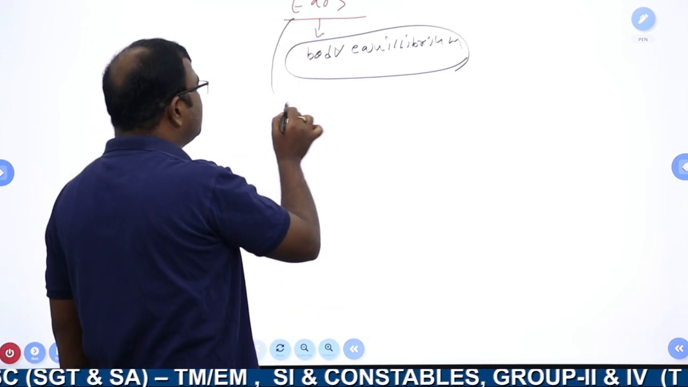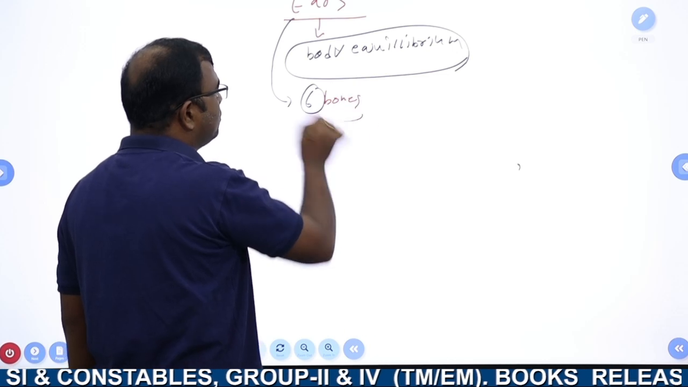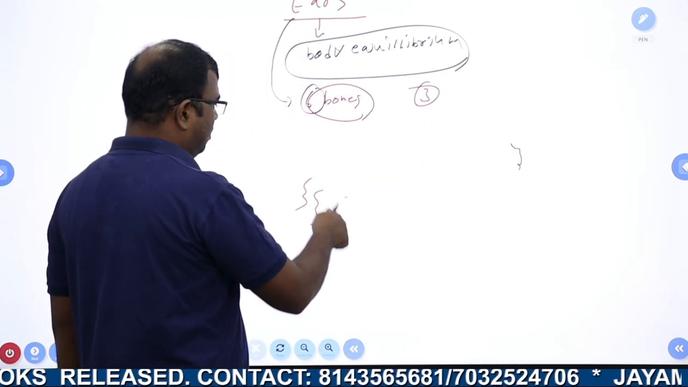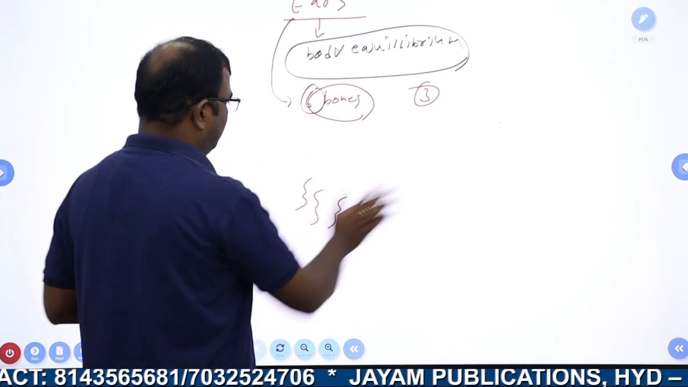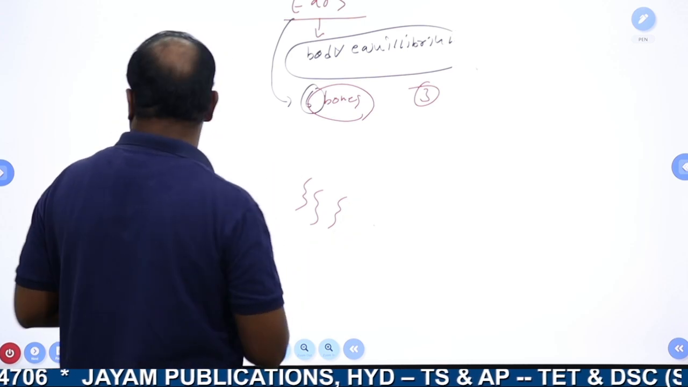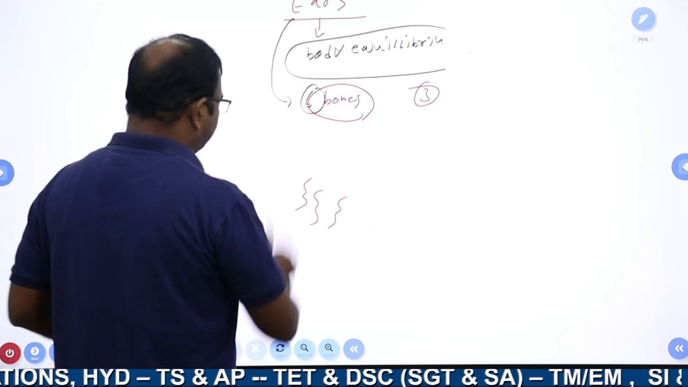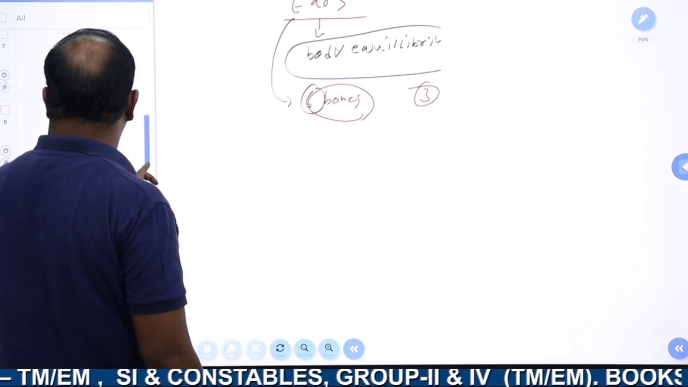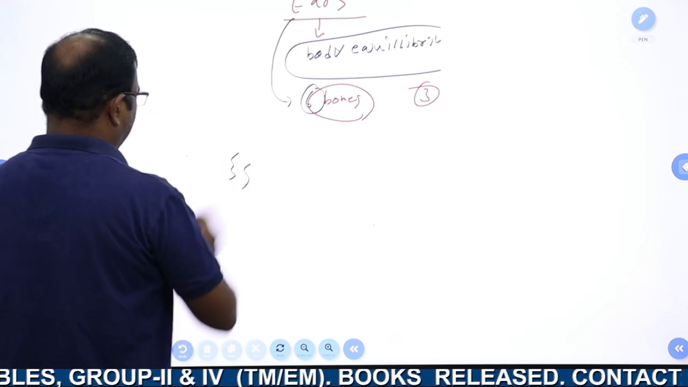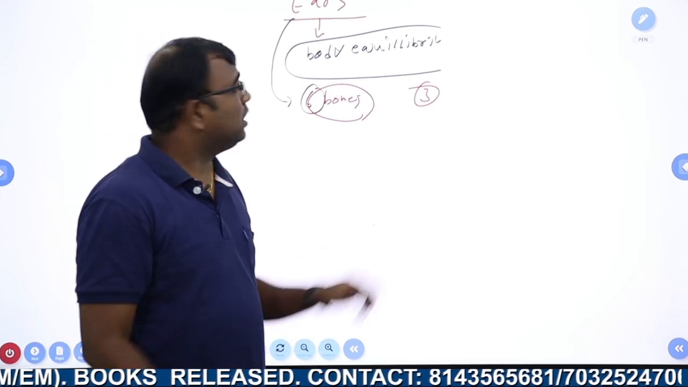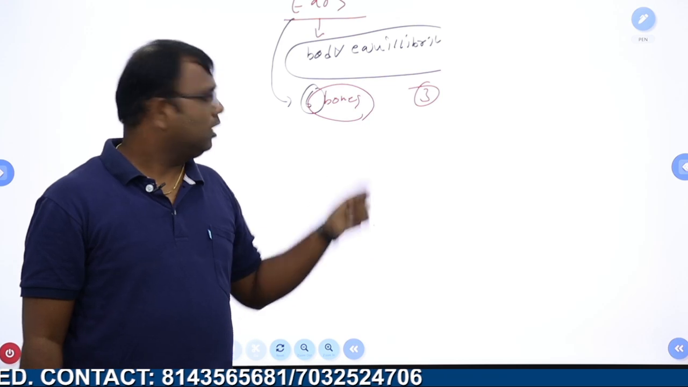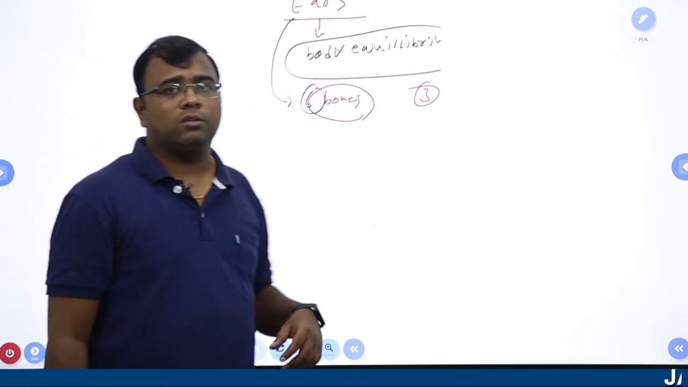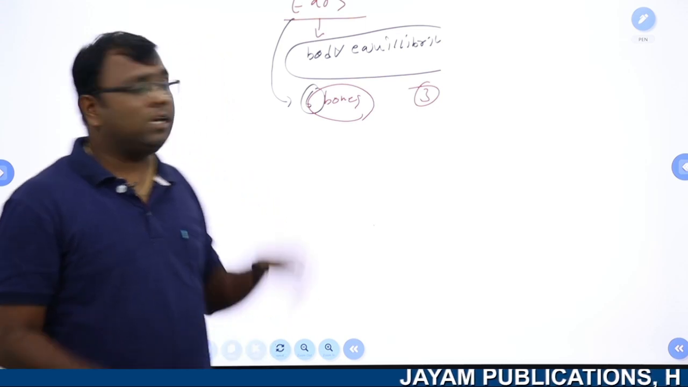The ears have 6 bones. Each ear has 3 bones.